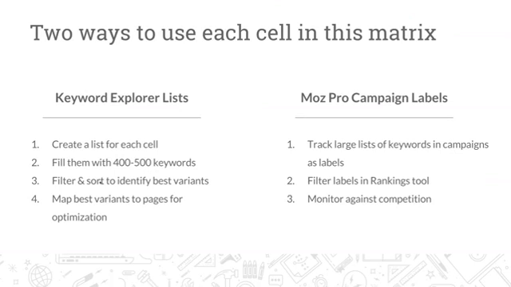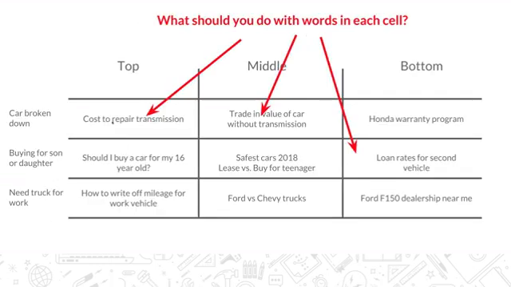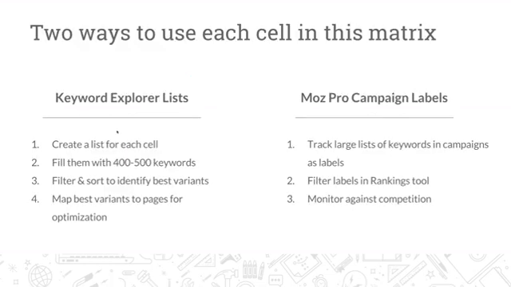You want to be able to filter and sort those variants to identify the best variant amongst them. Is it cost to repair transmission or price to repair transmission? Price for new transmission, price for transmission with some other modified keyword. You want to find the exact best words to use to take advantage of the fact that some words are going to have higher search volume and difficulty scores, etc. We'll review that. So this is one use case with these cells.